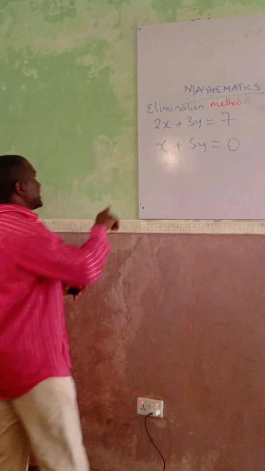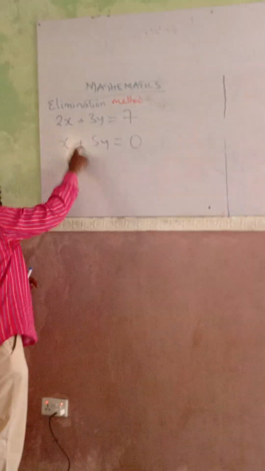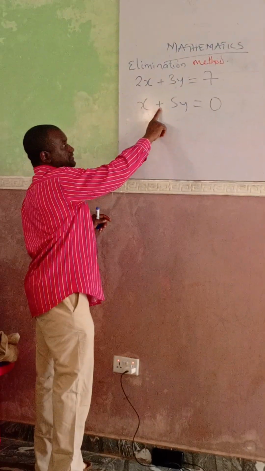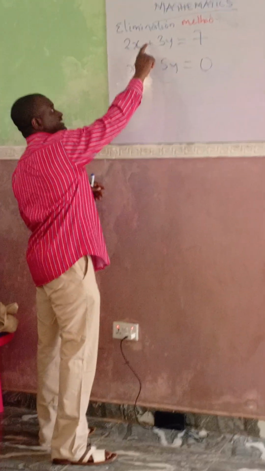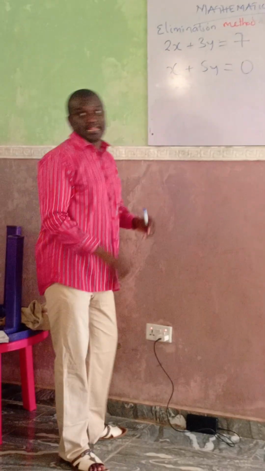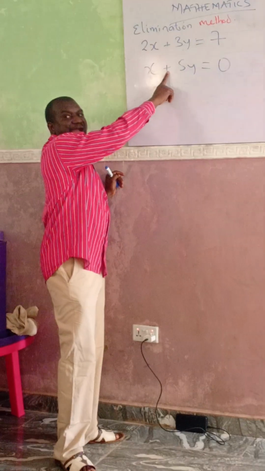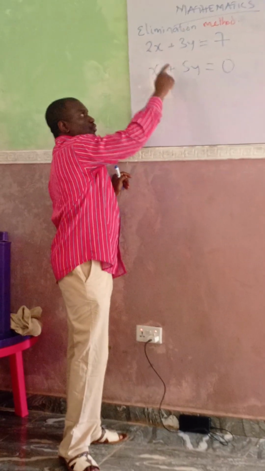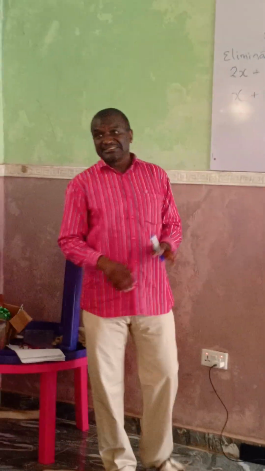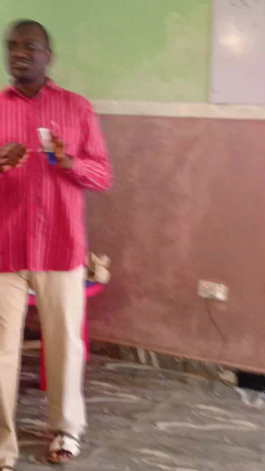If here is plus plus, then you are subtracting. If here is minus minus, you are also subtracting. But if it is plus and minus, then you are adding. If it is minus and plus, you are also adding, for you to have it 0.